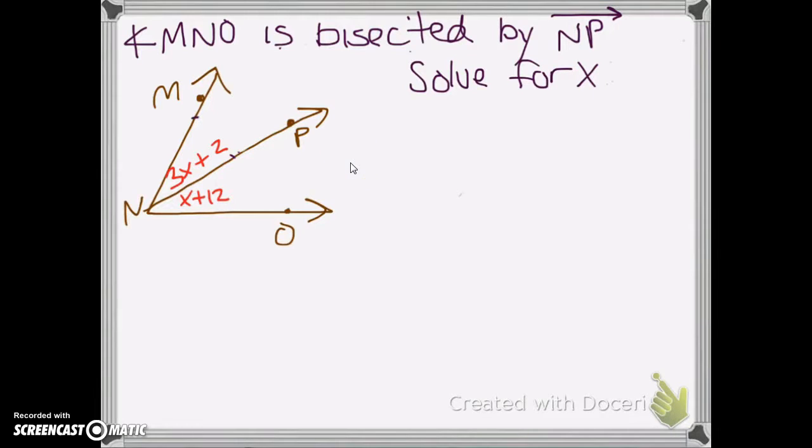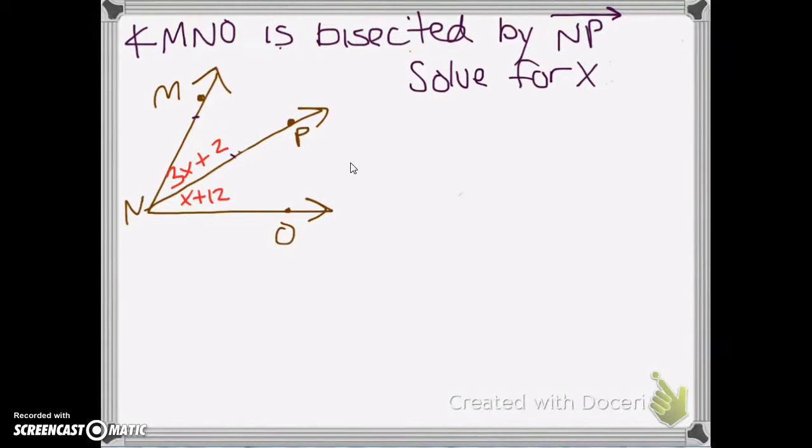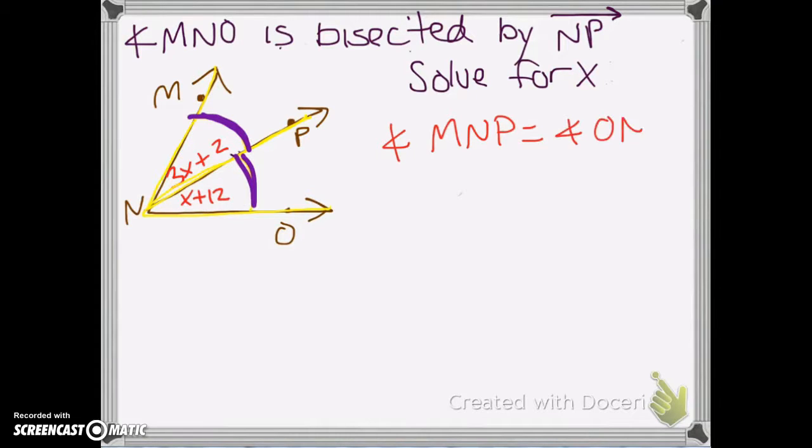All right, let's take a look at a quick algebra example. In this one, we're told angle MNO is being bisected by ray NP. So that tells us that angle MNP is now congruent to angle ONP. A bisector divides it into two equal angles. So these two angles are now congruent. Angle MNP is congruent or equal to angle ONP.